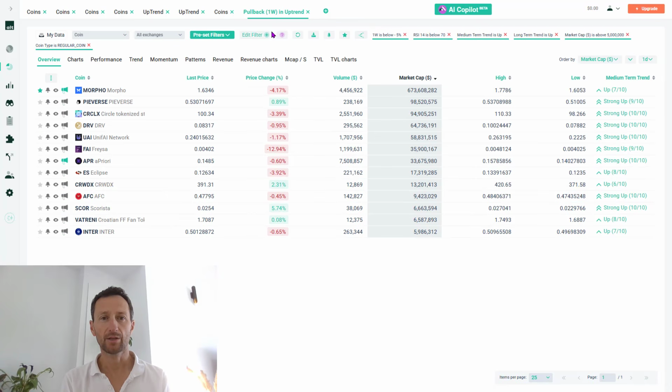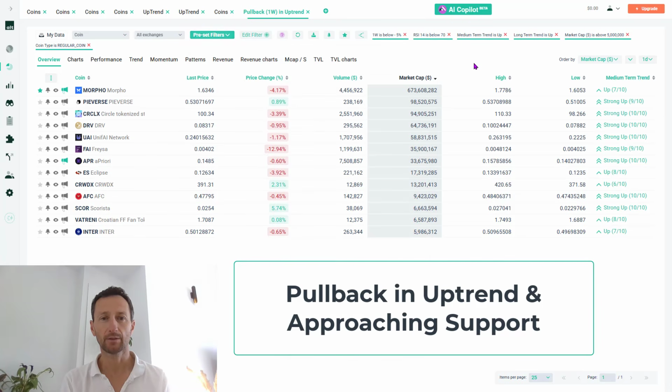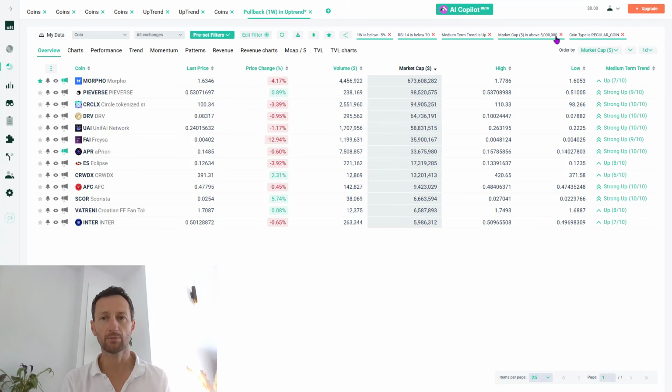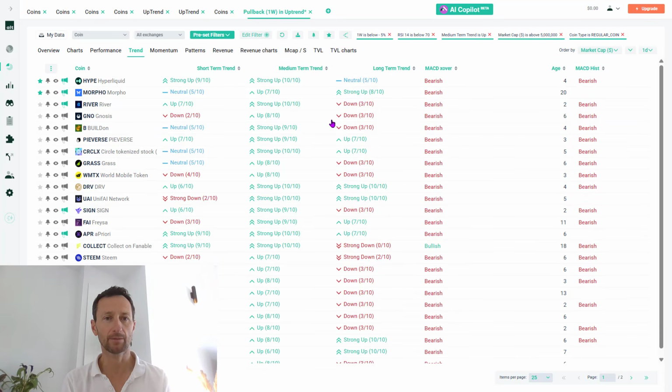So here's another piece of filter called Pullback in Uptrend, right? So these are assets that are in an uptrend on a medium term and a long term basis. Now we can eliminate the long term condition and get a few more that are in an uptrend on a medium term basis. So let's take a look. Okay. So all of these are in an uptrend on a medium term basis. The short term and the long term basis may not be in an uptrend, but the medium term is.